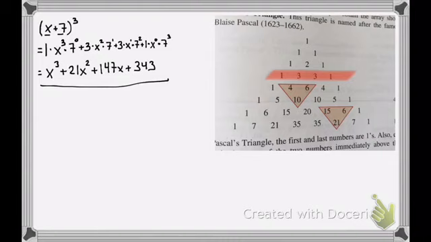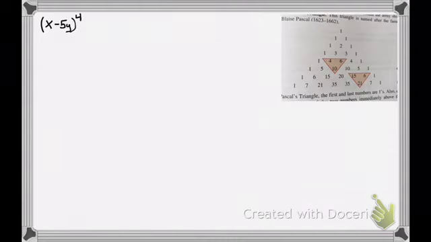So I've got one more example for us. I want to show us what happens when you have a subtraction sign in between the two terms instead of an addition sign. So we've got x minus 5y to the 4th power. I've got Pascal's triangle over here just as a reference.